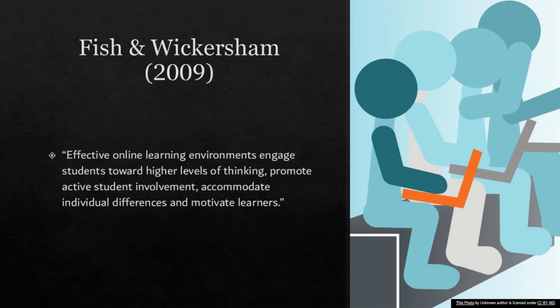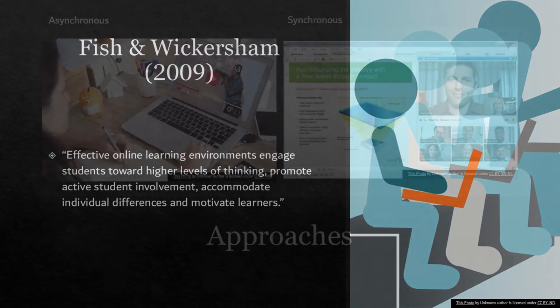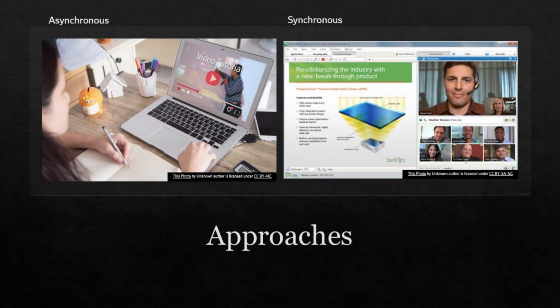Another definition is Fisher and Wicksham, who define online learning as effective online learning environments that engage students toward higher levels of thinking to promote active student involvement, accommodate individual differences, and motivate learners. So this is really focused on the learner and on getting them involved, getting them active in that online course. In addition to these many definitions, I want you to think that there's not a right one, but there are many out there, and you just need to consider which one is the best for the approach that you're going to be taking.